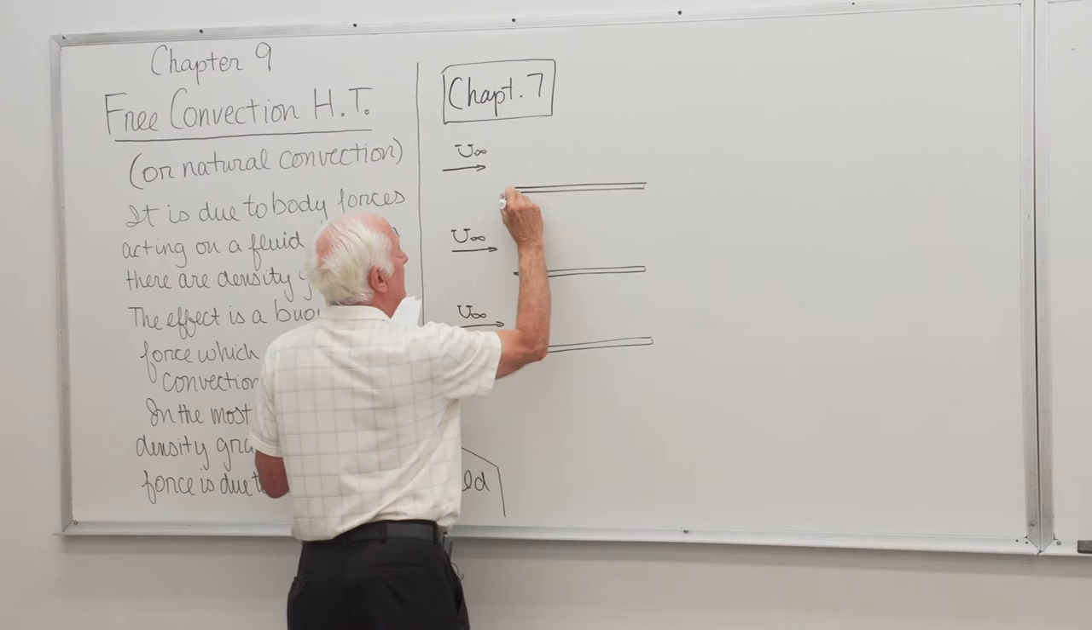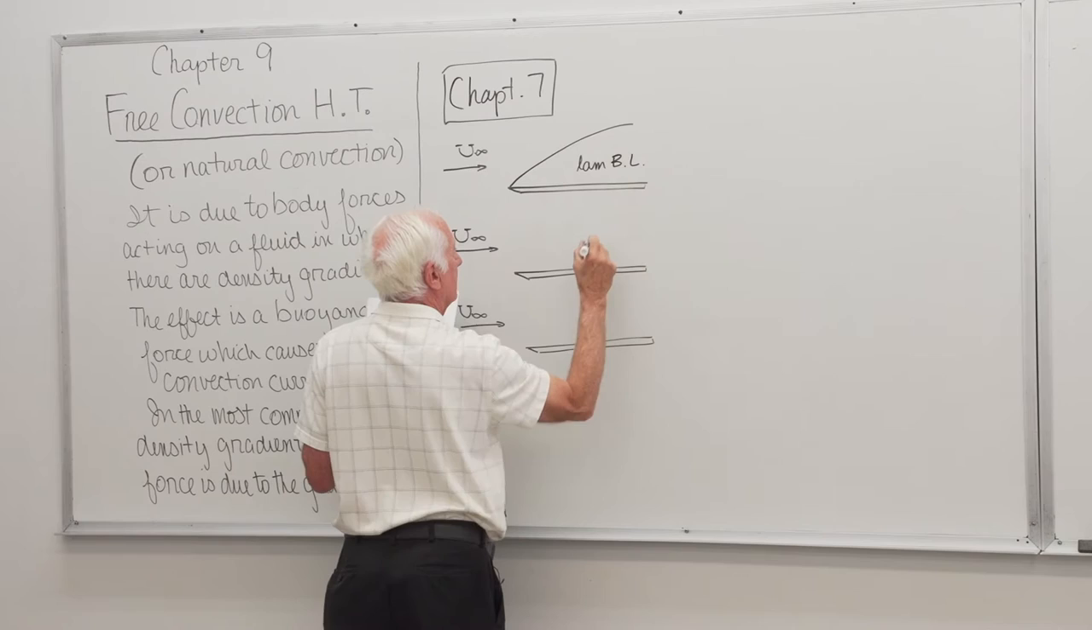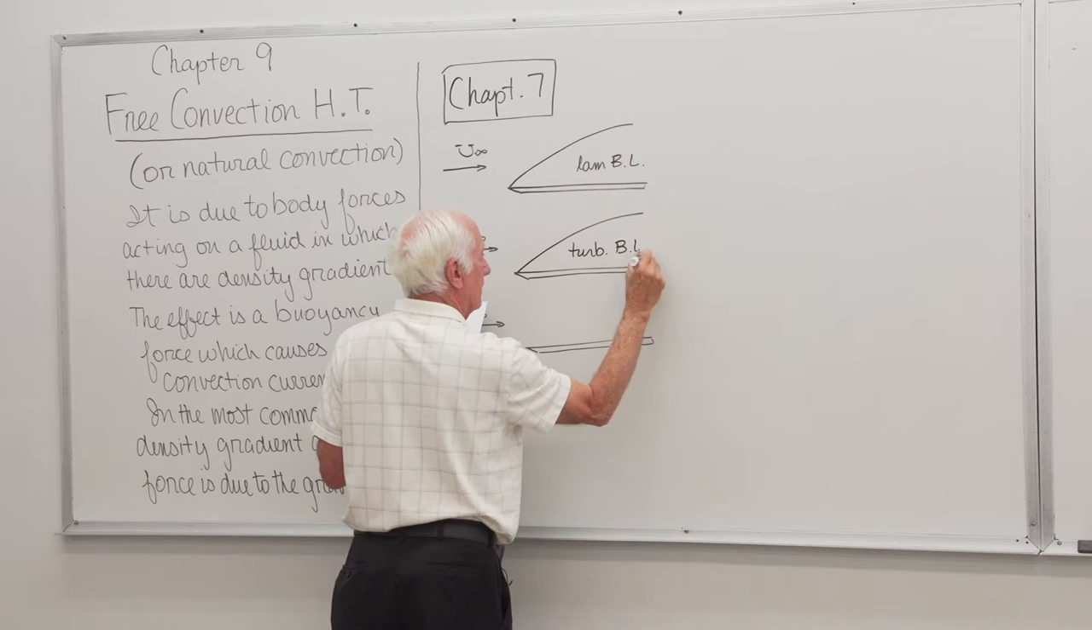We could either have all laminar boundary layer, or maybe all turbulent boundary layer, or we could have a mixed flow boundary layer.